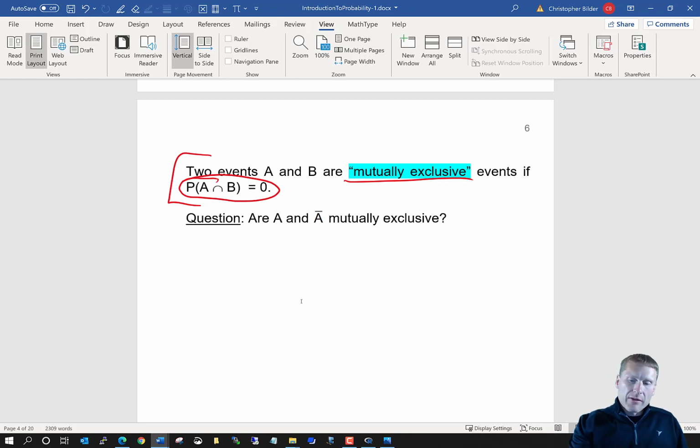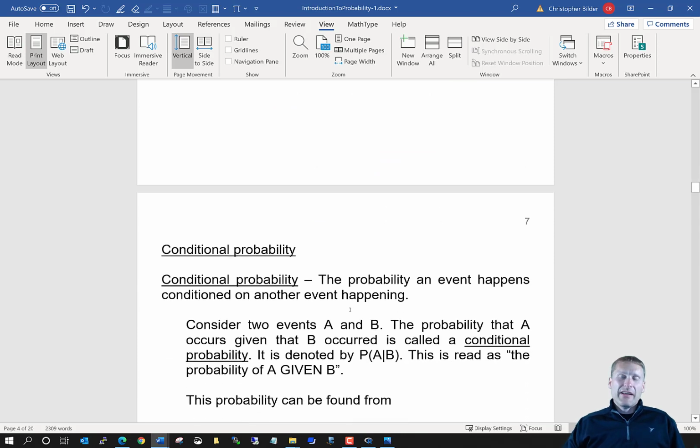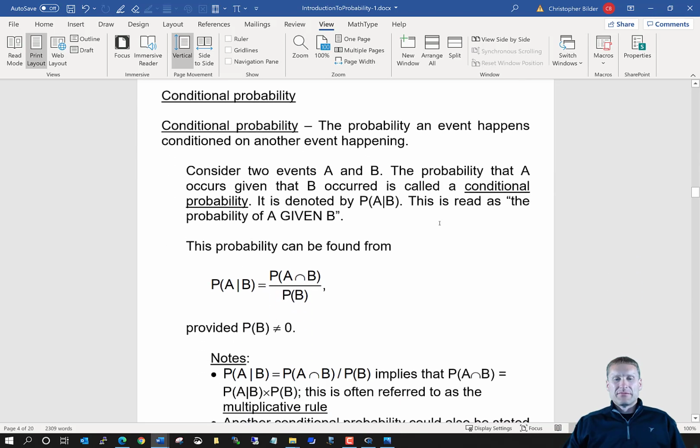So then I have a simple question here. Well, are A and A complement, or A bar, mutually exclusive? And the answer is yes, because one is the opposite of the other. They both can't occur at the same time. So if they could, that would be like saying Larry Bird both made and missed his first free throw. And that obviously can't occur.